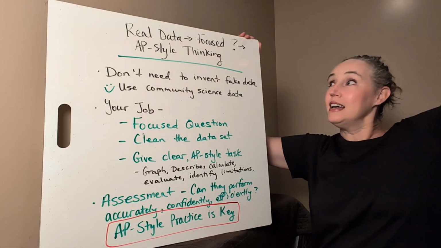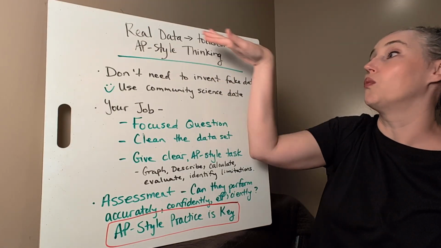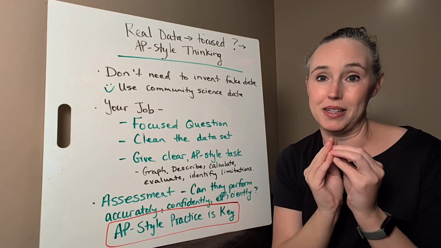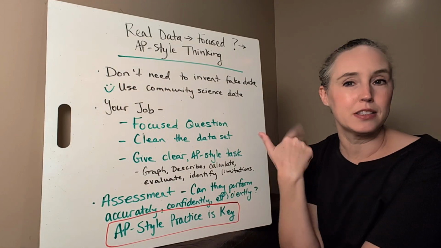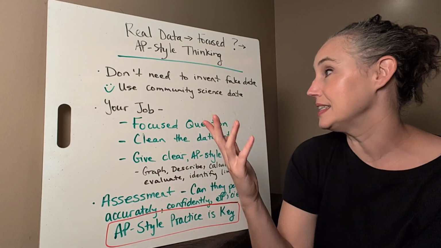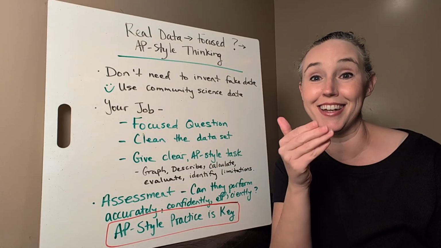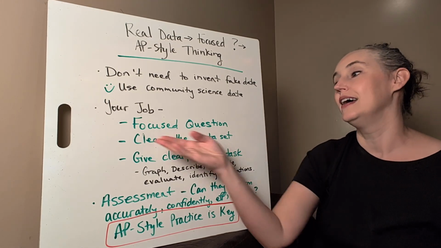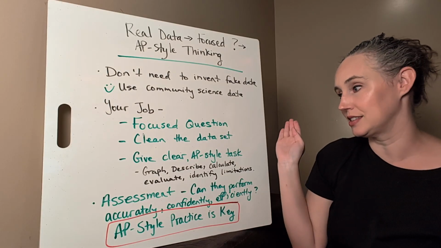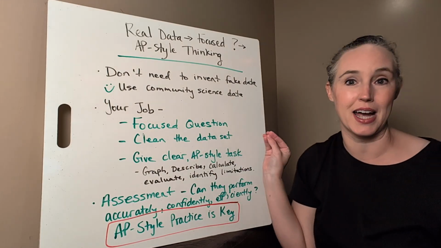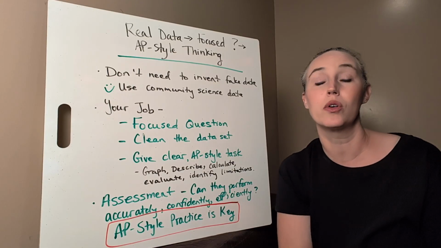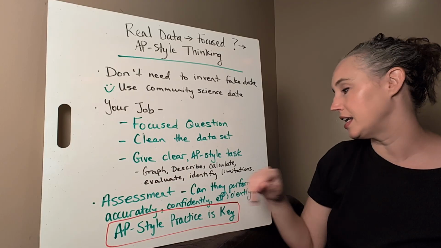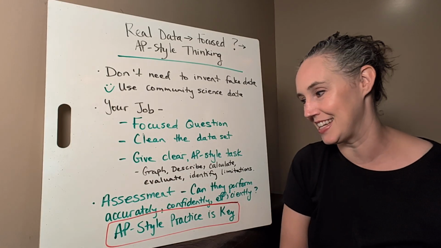So remember, we want real data, a focused question, and that's going to lead students to AP style thinking. You don't need to invent fake data about random beetles that don't exist. You can use community science data in your classroom. Your job as the teacher is to come up with a focused question to help filter and clean the data set for the students, and then give them a clear AP style task. And you can scaffold this to become more and more complicated throughout the year. You can have them graph, describe, calculate, evaluate, and identify limitations as they go.